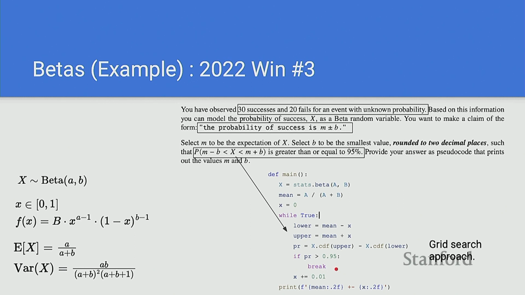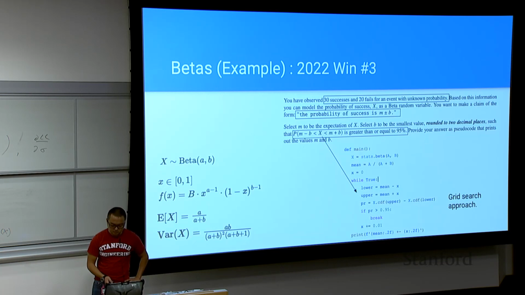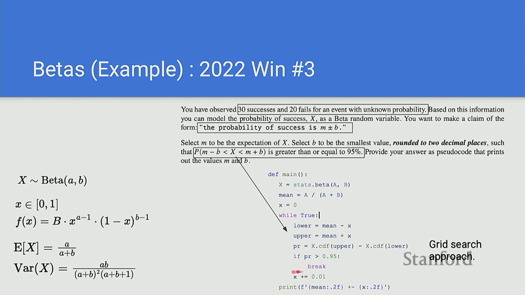I see confused faces. Yes? It's that x with the plus equals 0. Is that like for the x? Oh, this is so we're trying to find x, right? And the way that we find it is by doing grid search.